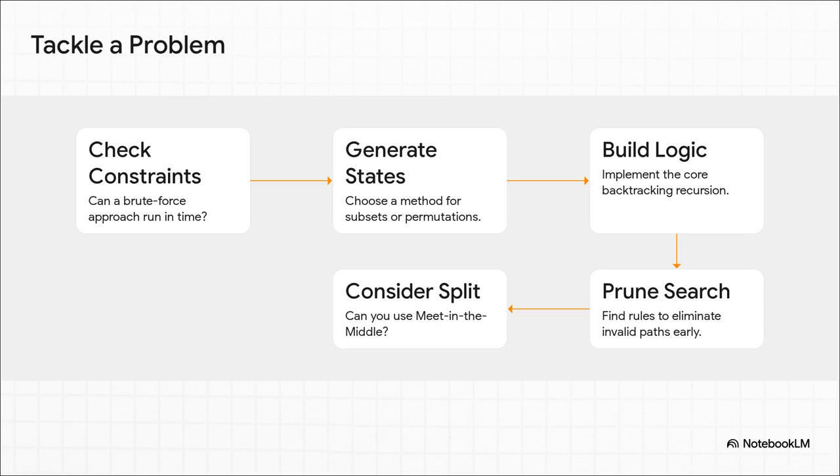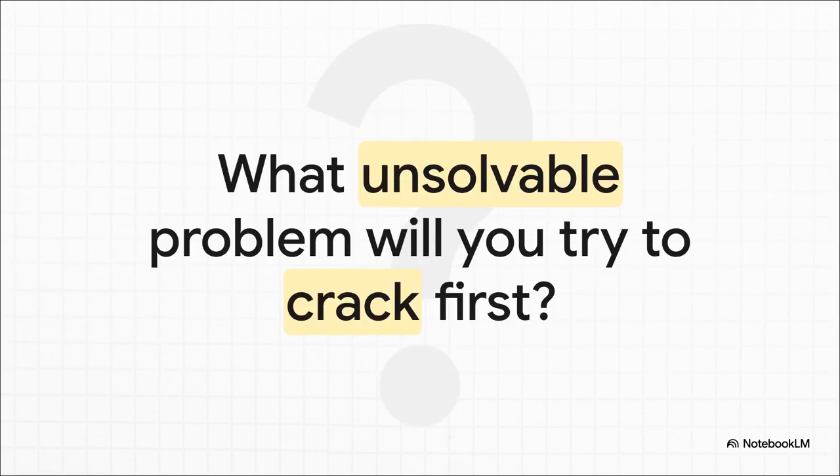Step 4, and this is the big one, actively hunt for ways to prune the search. Literally ask yourself, how can I make this fail faster? And finally, step 5, ask yourself if the problem has a structure where you could maybe split it in half and use meet in the middle. So you see, complete search, when you combine it with smart backtracking and pruning, it's not just some dumb brute force method at all. It's a flexible, powerful, and absolutely essential problem-solving tool.